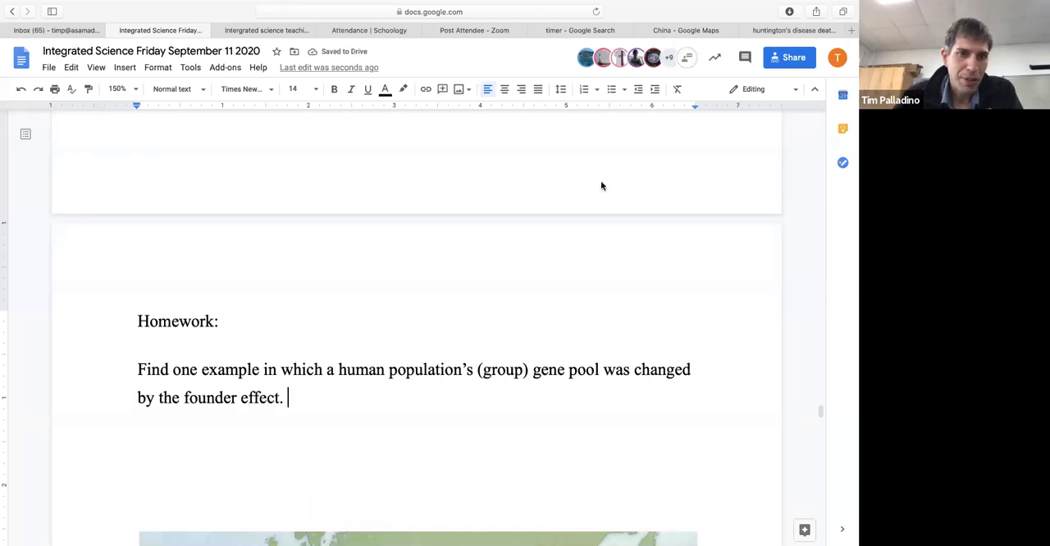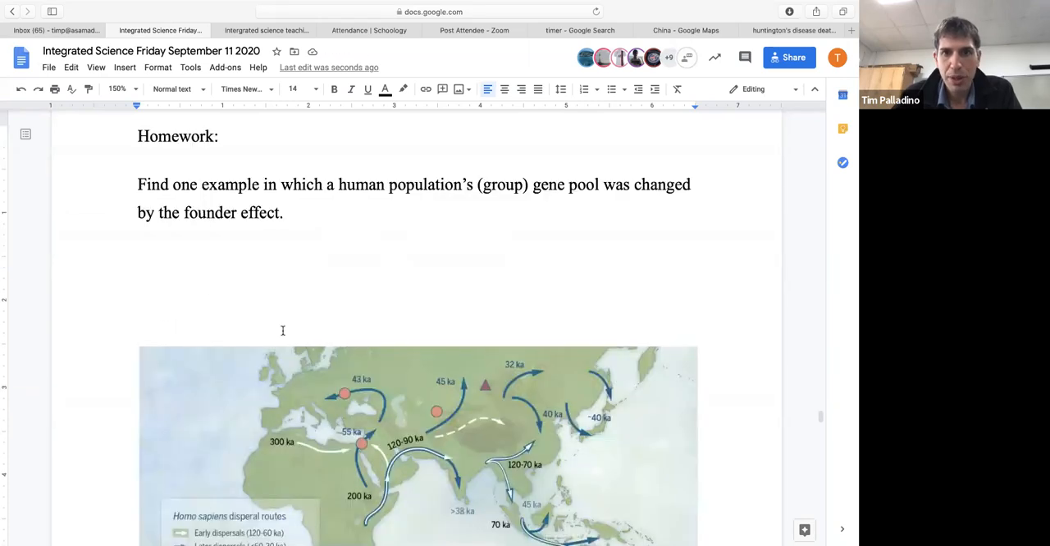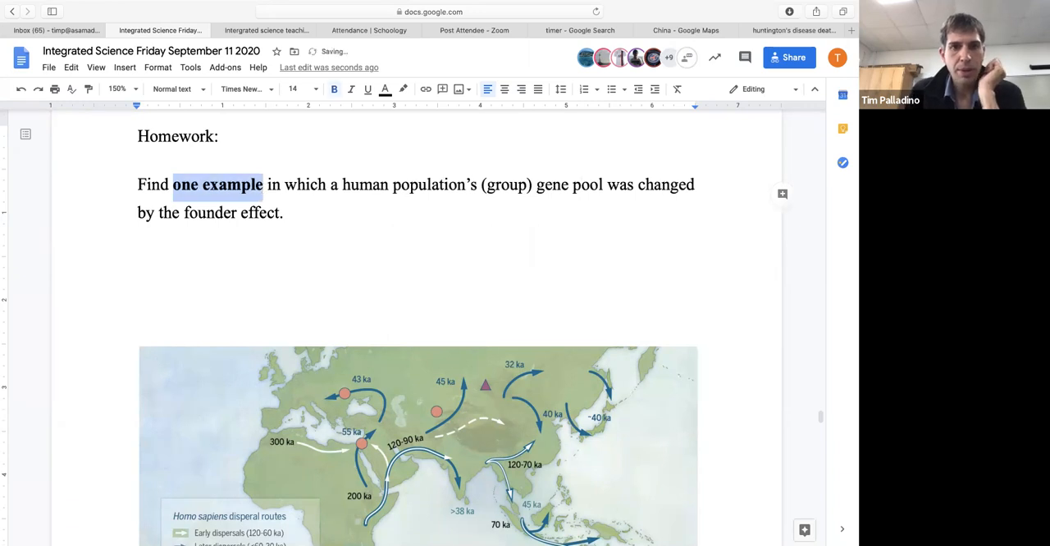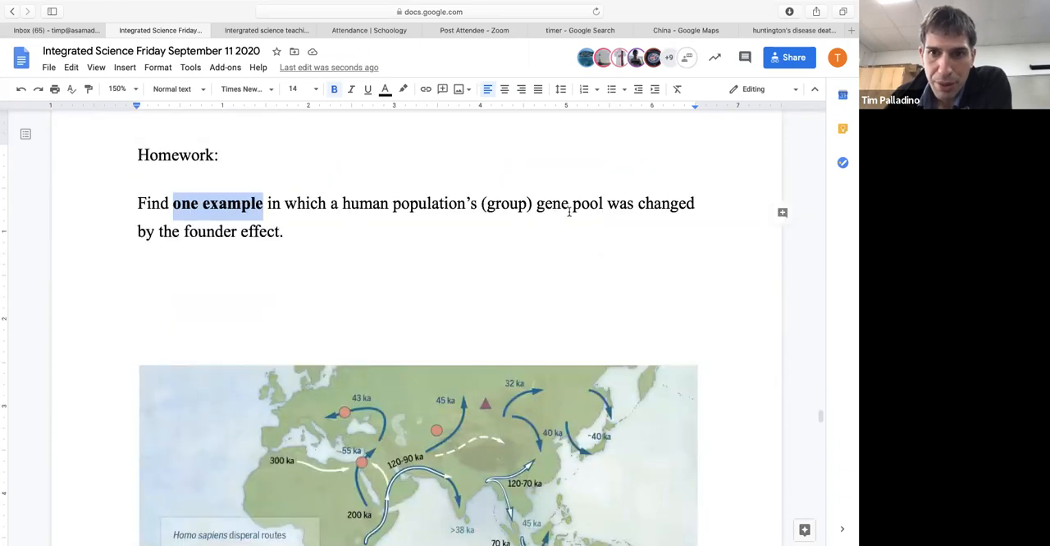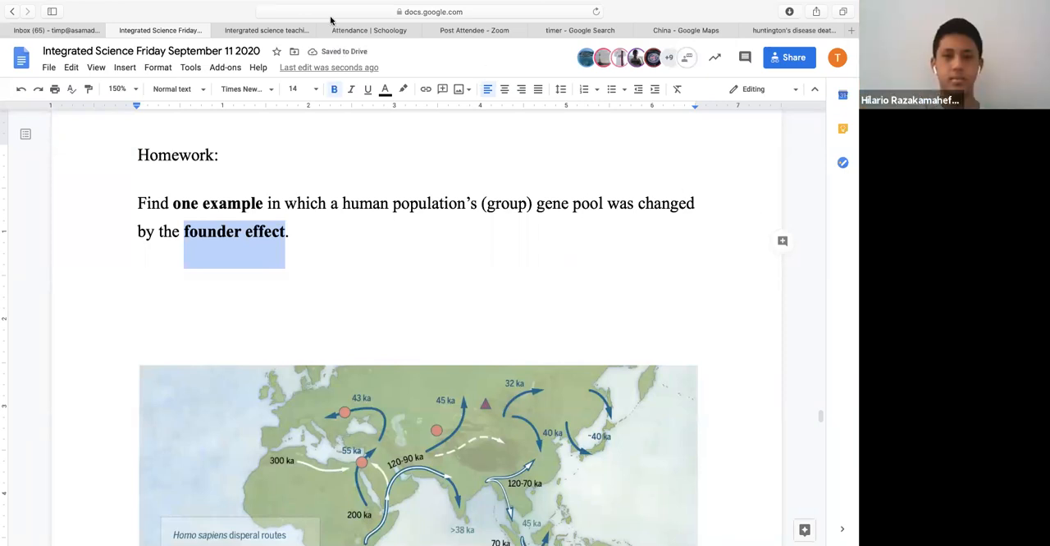Okay. There's actually a few very famous cases of this happening. So this is what I want you to do. Find one example. You could find 2 or 3, but find at least one example in which a human population's gene pool, that is all of their genes, all of their alleles within the population, was changed by the founder effect. Okay. Does everyone have that written down? Yeah. Well, it's going to be on our notes, but hang on one second. All right, so that's going to be your homework for today.